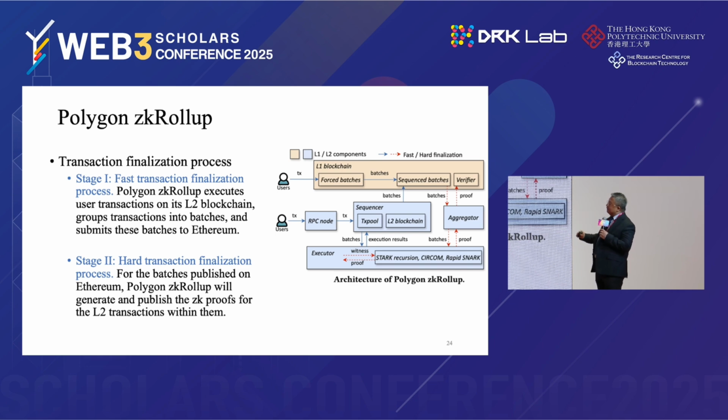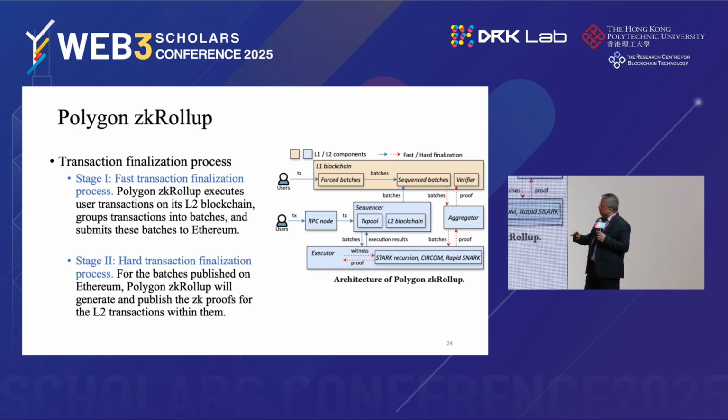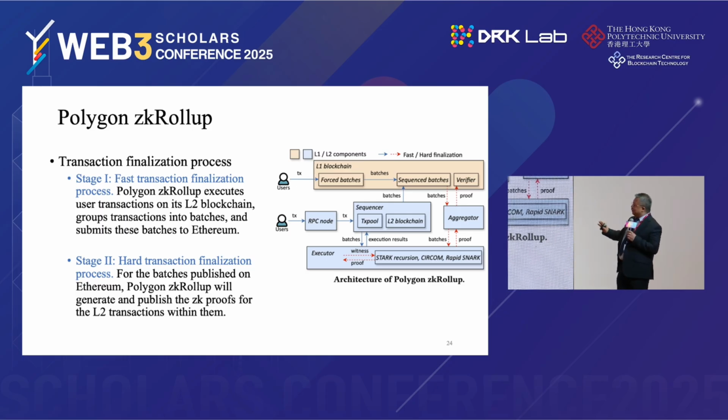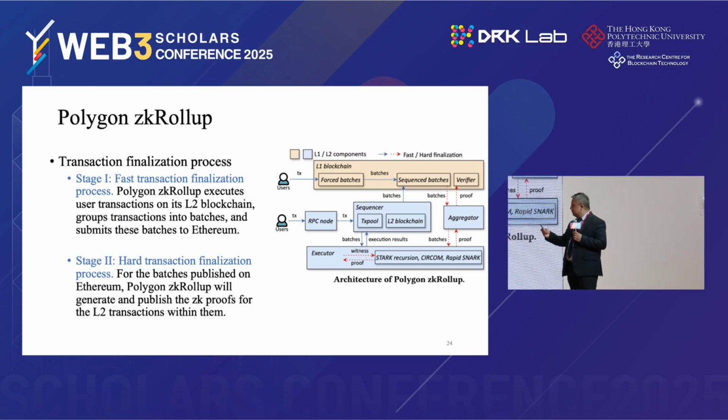The transaction finalization process of the Polygon ZK rollup consists of 2 stages. The first stage is called the faster transaction finalization process. Basically, you execute the transactions, group them into batches, and send them to layer 1 Ethereum. The second stage is called the hard transaction finalization process. Basically, you generate and publish the ZK proof for the L2 transactions.